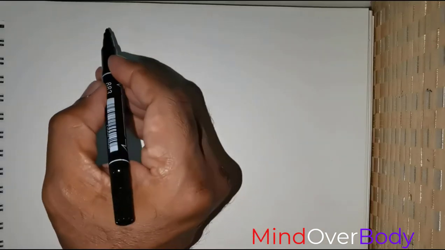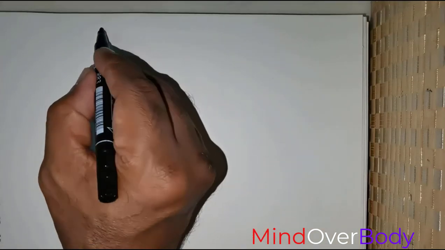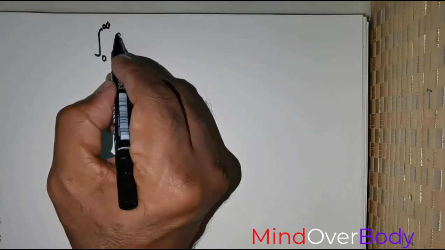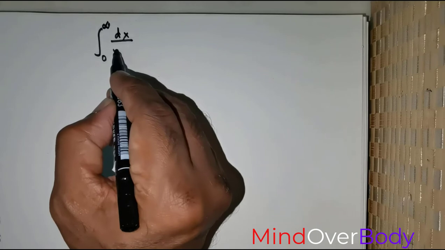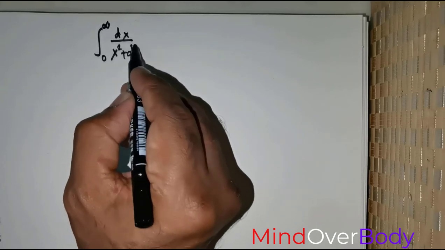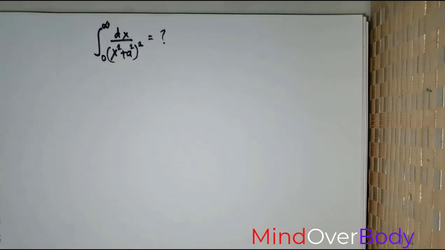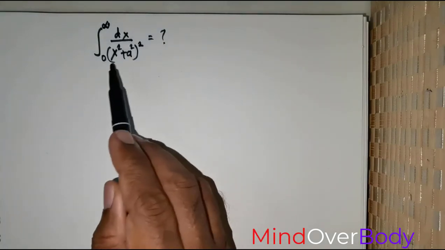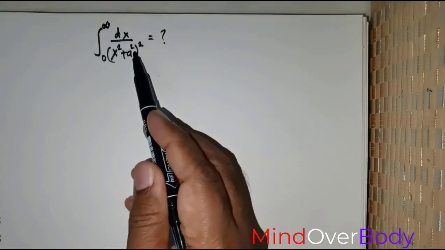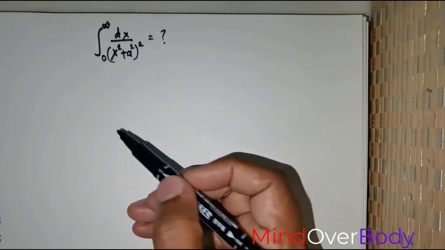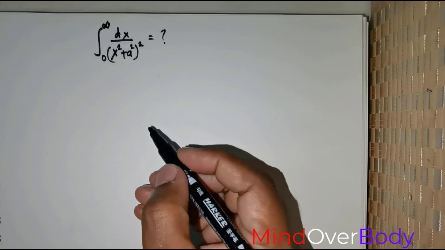Students, we are given a beautiful question. We are expected to evaluate the integral from 0 to infinity of dx over (x squared plus a squared) raised to the power of 2. We have to get the outcome for this. Now this is (x squared plus a squared) raised to the power of 2, so it is imperative that we adopt some caution.